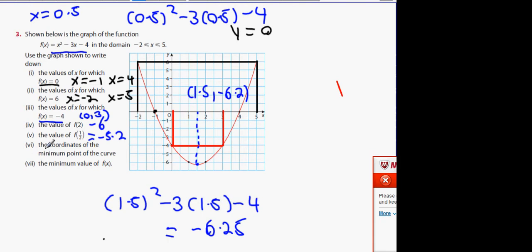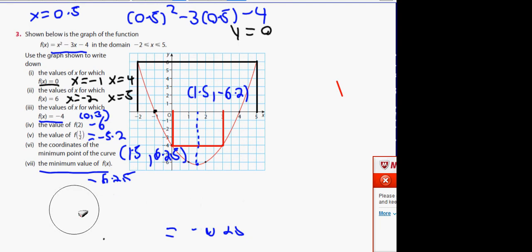Now guys, the coordinates of the minimum point of the curve. The coordinates means the x value and the y value. So the answer to part 6 is 1.5 and minus 6.25. Now what does the minimum value of f of x mean? Its smallest value. What is its smallest y value? Minus 6.25 is the answer to part 7. So that's all that done. You can actually figure out a lot of it by calculator anyway, if you are stuck and aren't sure.